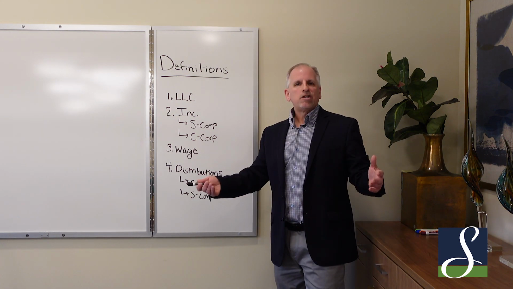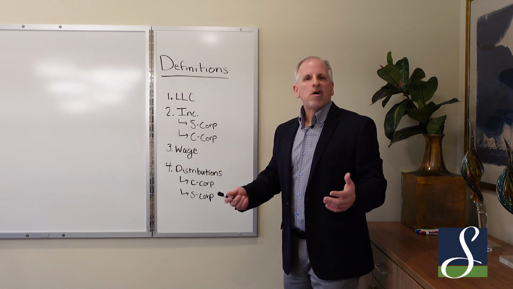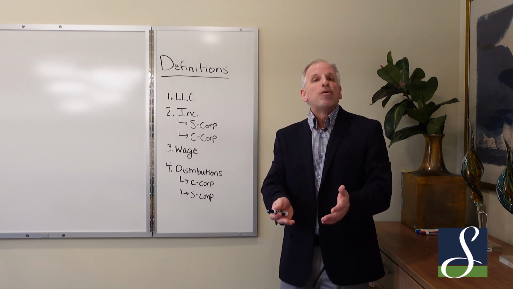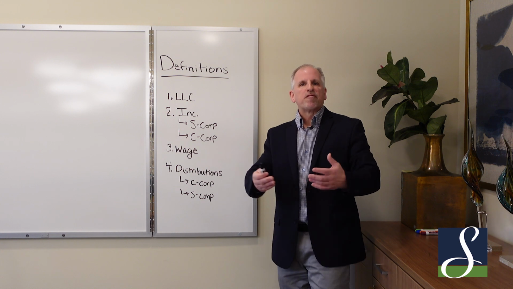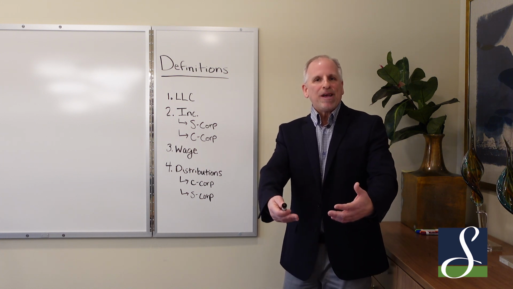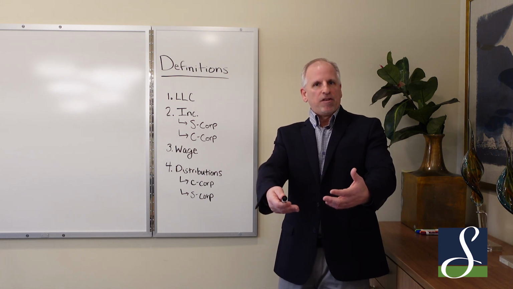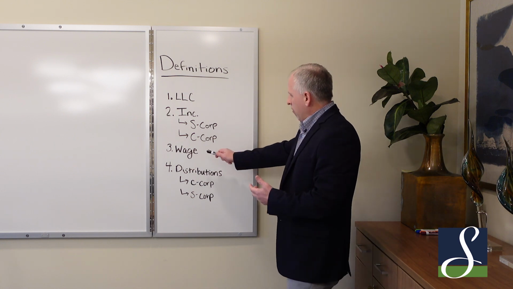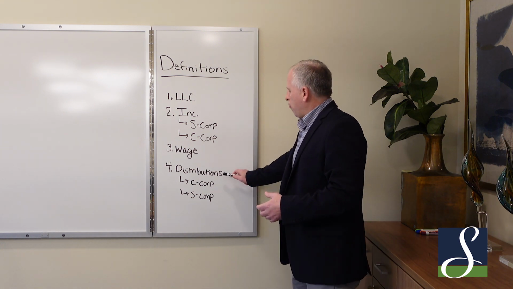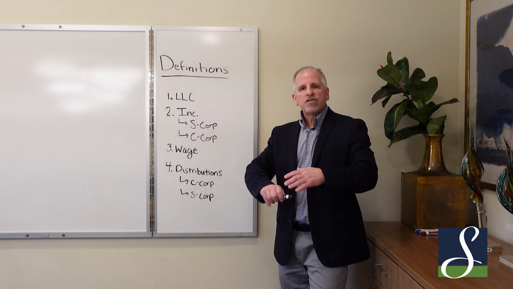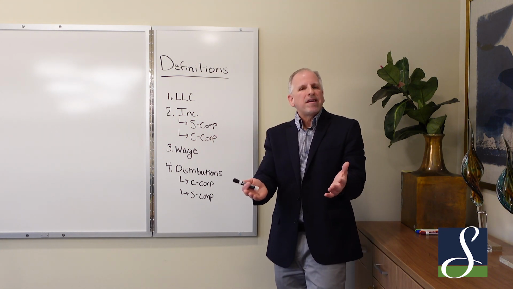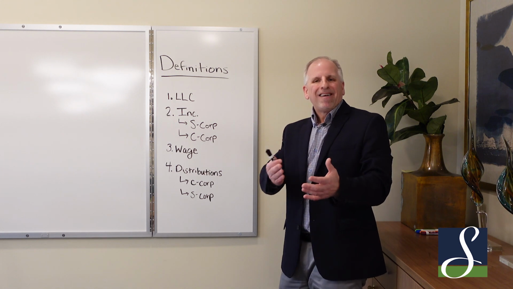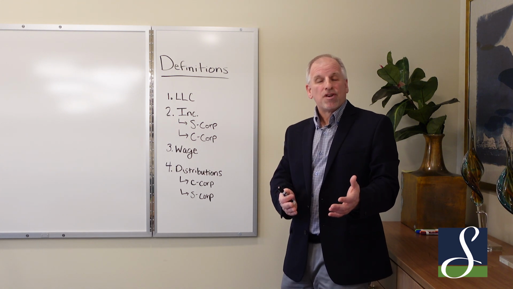Three, when I talk about wage, what am I talking about? I'm talking about W-2. That's the same as if you're working for an employer. The only difference is you're the employee and the employer in this situation. So that's wage. And number four, distributions. And again, wage and distributions fall under the owner's pay category. How you're going to pay yourself as a business owner.